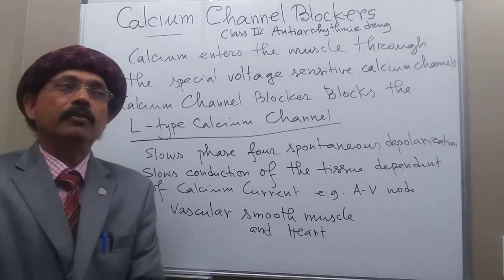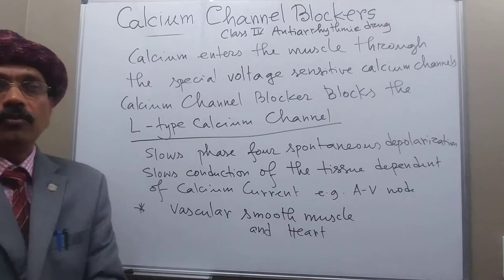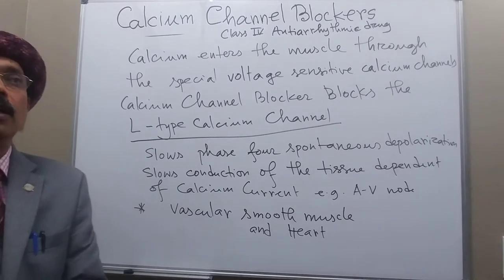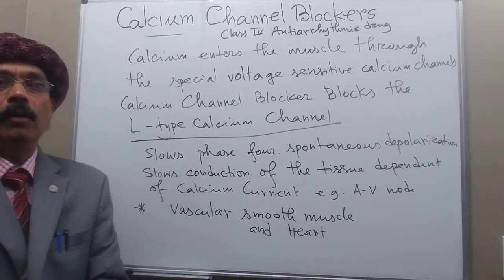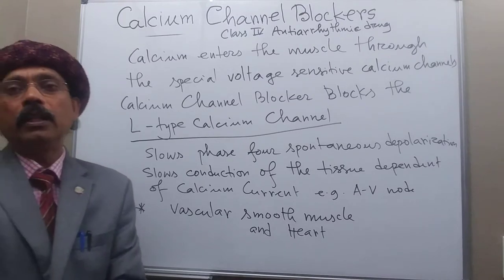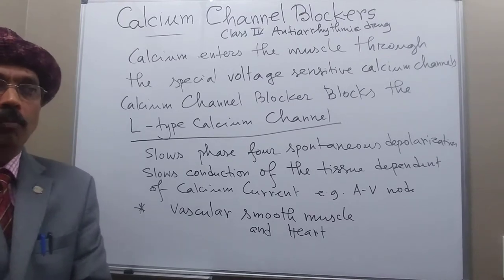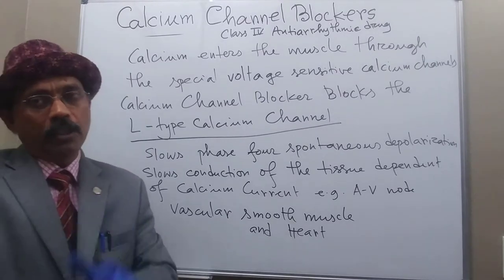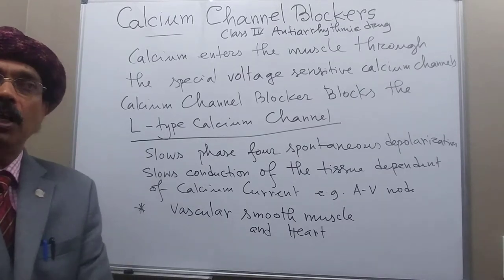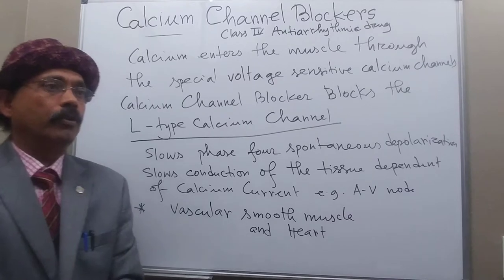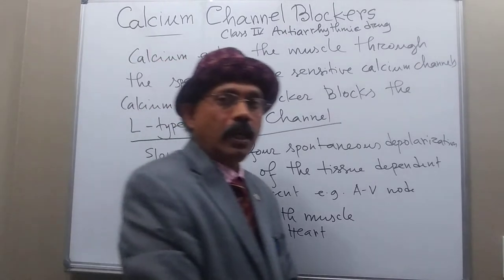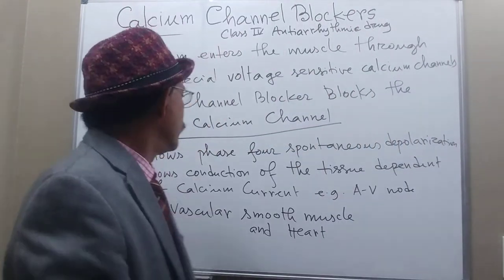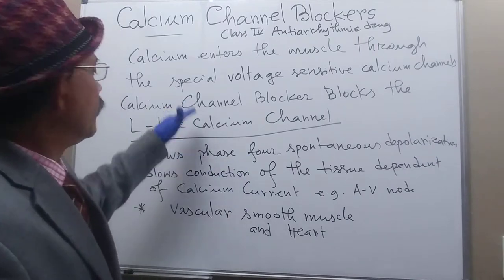These are class 4 drugs. They slow phase 4 spontaneous depolarization and slow conduction in tissue dependent on calcium current, such as the AV node. They mostly act on the vascular smooth muscle, like the tunica media of small blood vessels, and also in the heart, in the cardiac myocyte and the conducting system like the AV node. You got that? They block the L-type calcium channels.